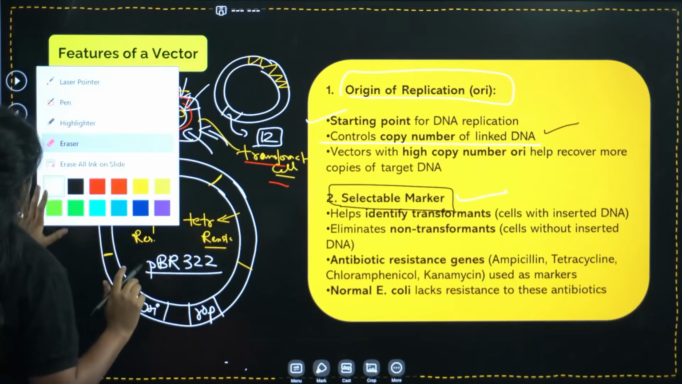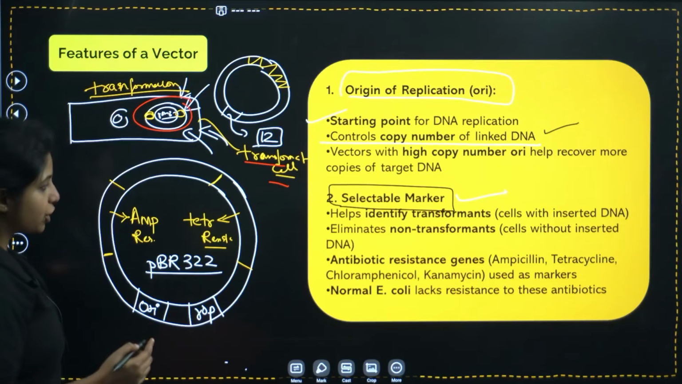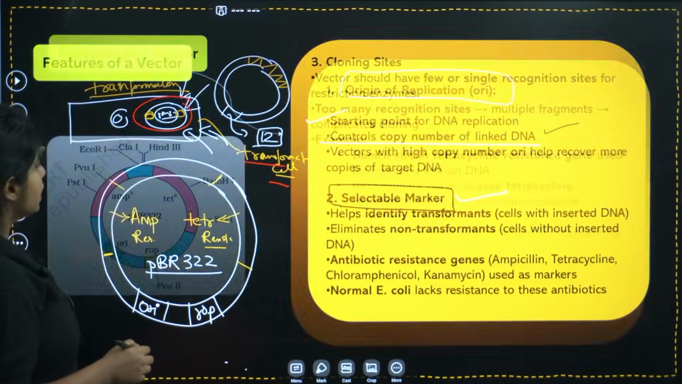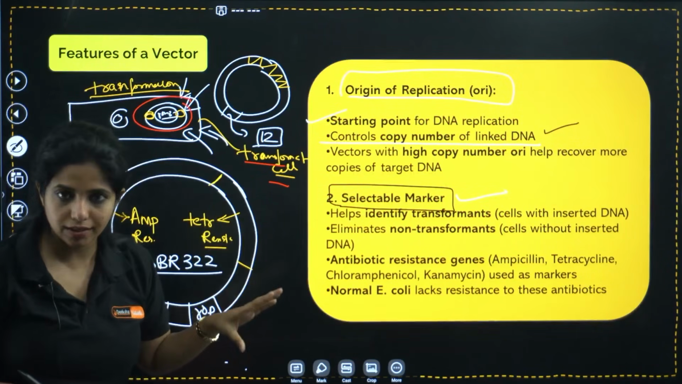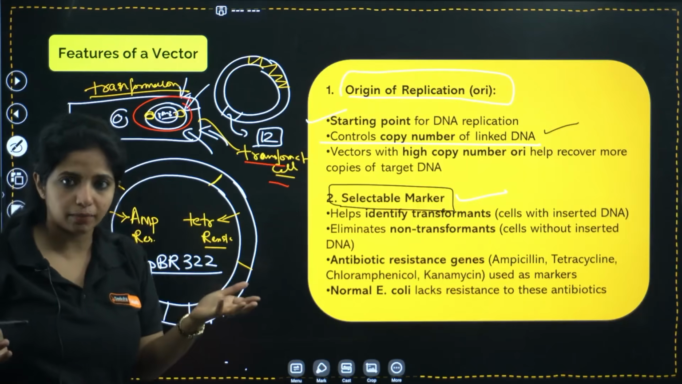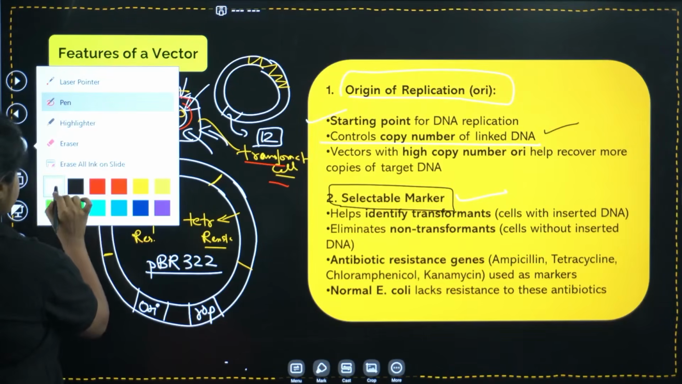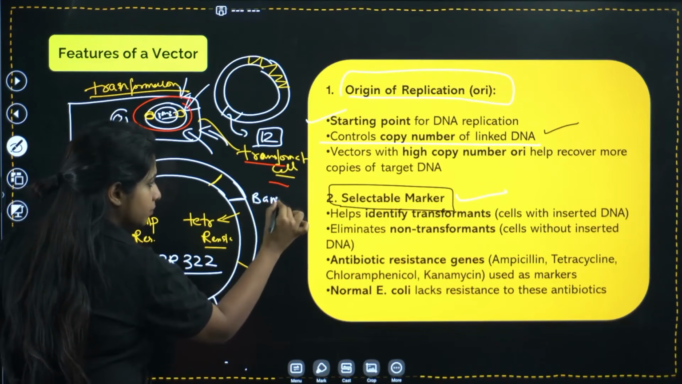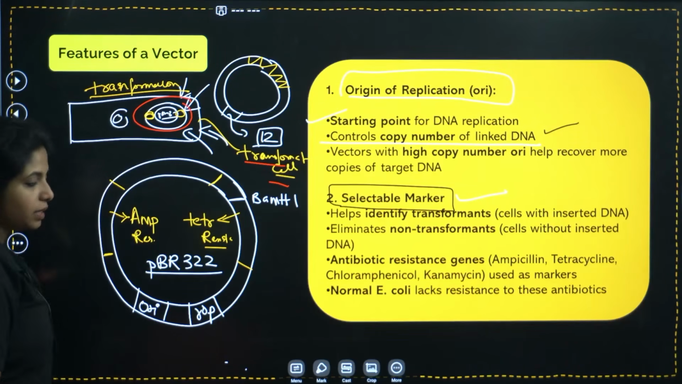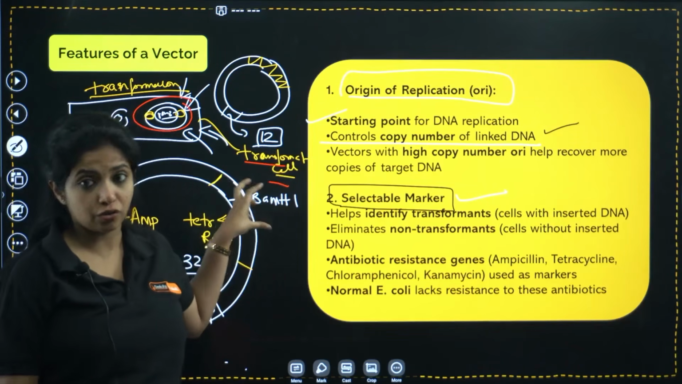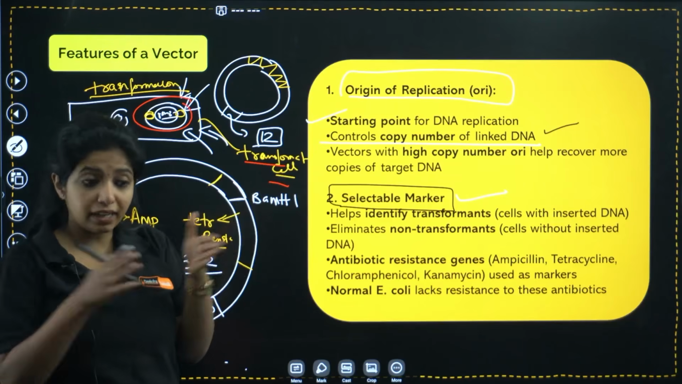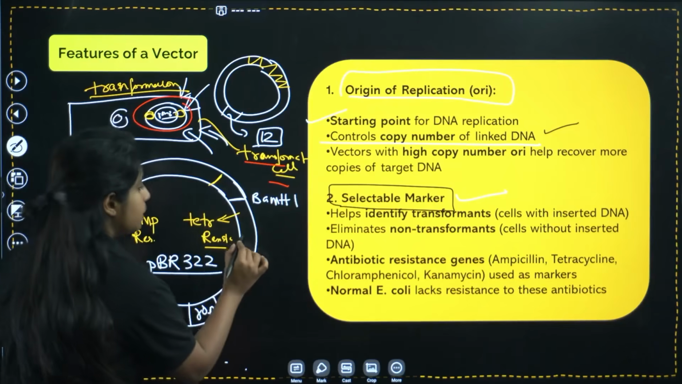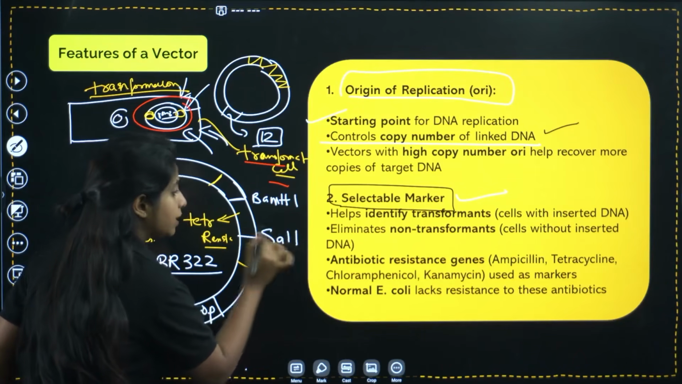The next feature of a vector is that it should have cloning sites. Cloning sites, as in sites where I can insert my gene of interest. And it should have multiple of them. Suppose over here I have a site at which the BamHI enzyme can act. Basically, it can come and cut over here and they can put the gene of interest. They can help us by providing a space where we can put the gene of interest. This is the BamHI recognition site. Similarly, over here I have another enzyme recognition site, that is SalI.